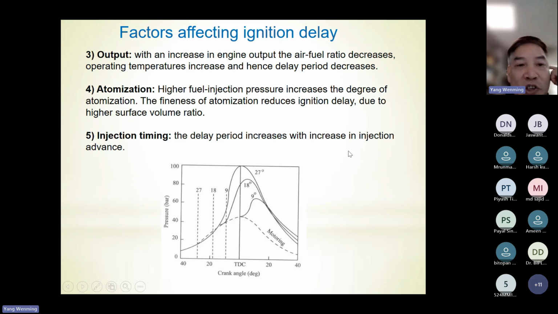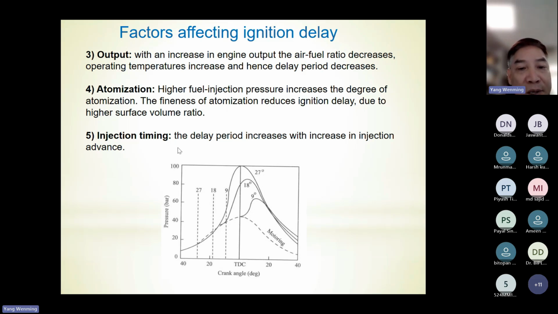Okay, the next one is the fuel injection timing. This one we had discussed in the first class today, correct? We showed you a comparison of two different injection timings, so we can see the injection timing has a big impact on the performance of the engine. Now we're going to discuss what the ignition delay time is at different fuel injection timing.